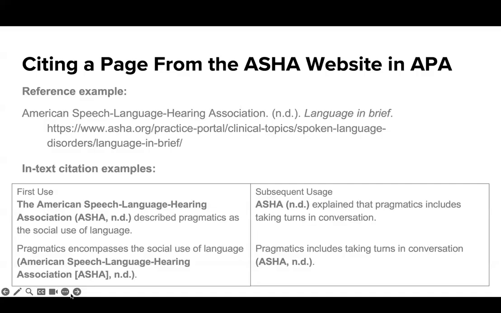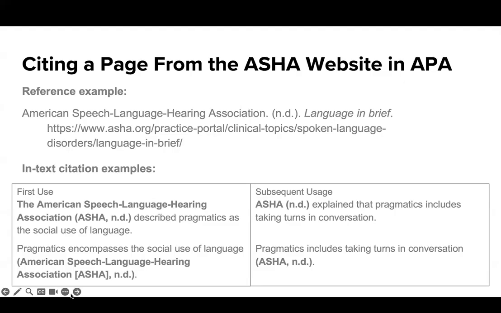On the other hand, if you want to put the name of the American Speech Language Hearing Association in parentheses for a parenthetical citation, you would put the author's name written out in full, which is the American Speech Language Hearing Association. Then in square brackets, you would put the abbreviation ASHA, and then a comma, and then the ND. So this is what you would do for the first citation if you refer to ASHA at least 3 times in your composition.